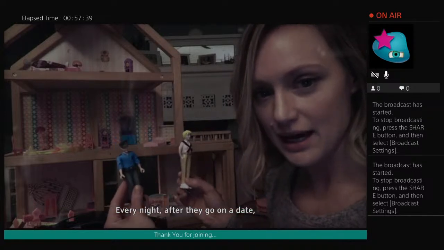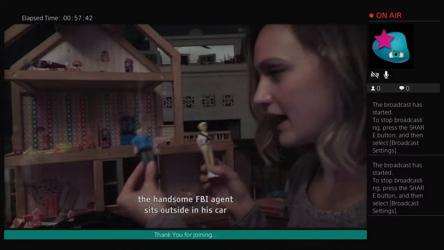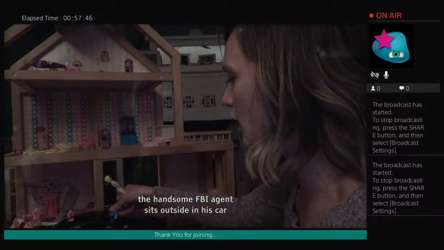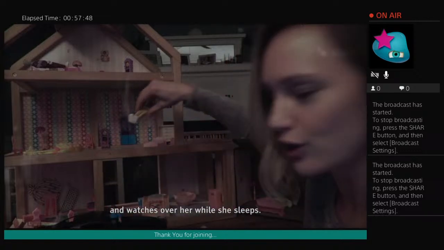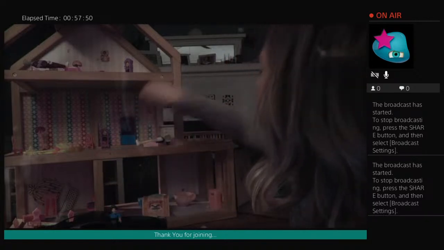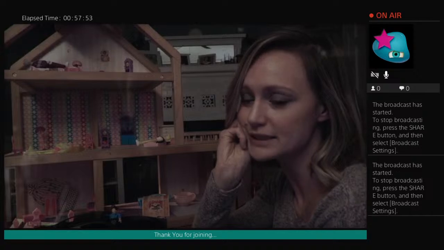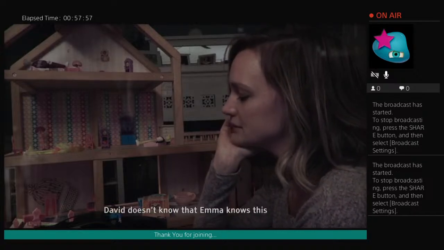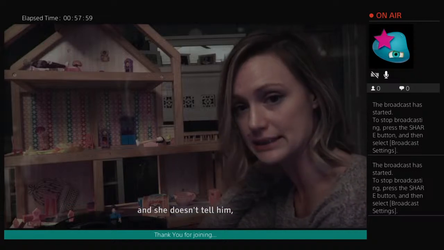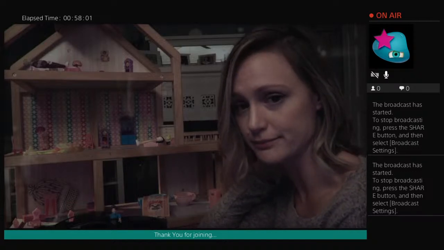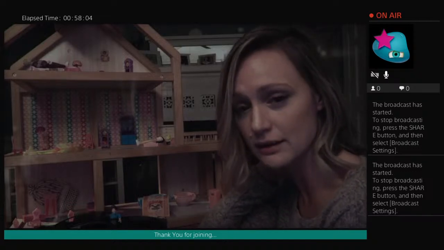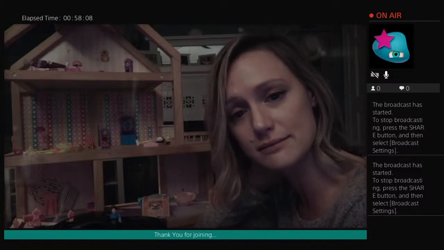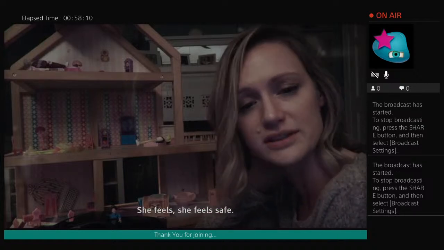Every night after they go on a date, a handsome FBI agent sits outside in his car and watches over her while she sleeps. Very romantic. David doesn't know that Emma knows this, and she doesn't tell him. But you know, it does help her sleep at night. She feels safe.